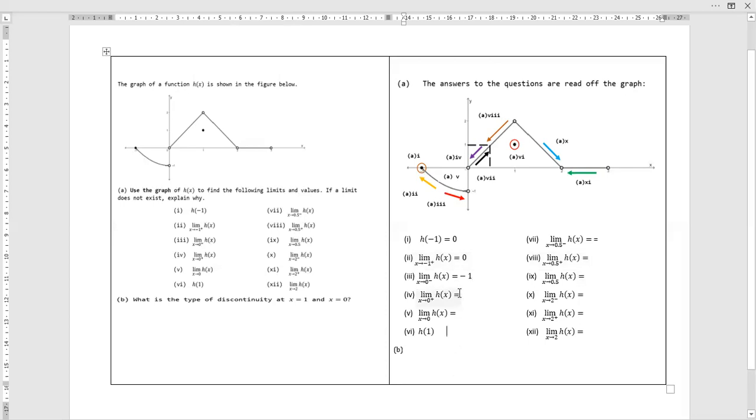The fourth question, what is the limit of h of x as x approaches 0 from the right side? So this is the piece that we are looking at here. And here we follow the purple arrow. And it can be seen from the graph that the function approaches 0.